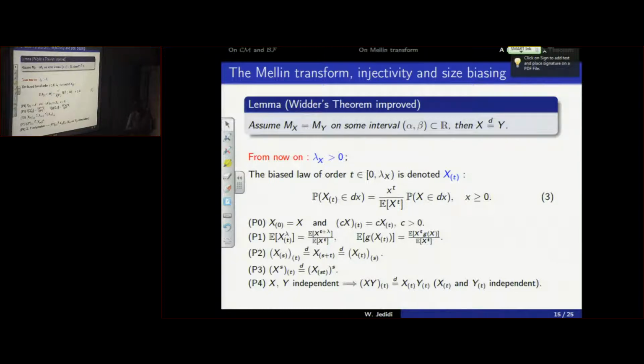Second, I need to introduce the concept of biasing a distribution. You start with a distribution which is a measure with mass 1 supported by R plus. You put some perturbation, a power weight, and you normalize it in order to keep the structure of a probability measure. Then you build a realization of X, called X index T, which has this distribution. The size biasing is closely related to the Mellin transform, because the Mellin transform of the size biasing is simply this ratio of Mellin transforms.